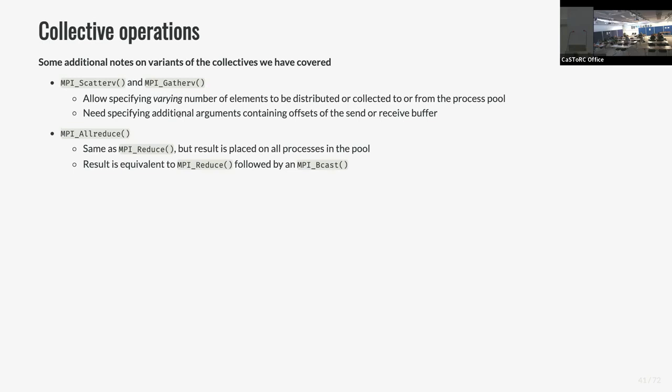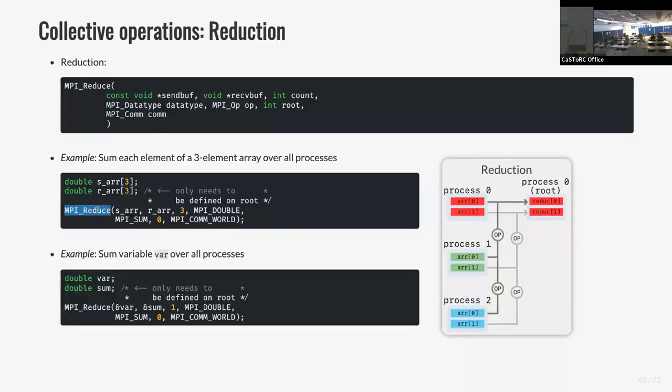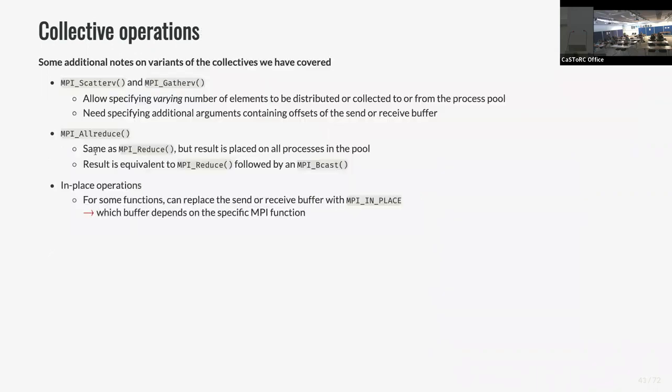Before we saw this reduction operation, reduce, where we said that you do the reduction operation and the result ends up on process 0, but you can also have a so-called all reduce, which is the same as MPI reduce, but the result is then placed on all processes rather than just a root process. This is equivalent to doing an MPI reduce and then a broadcast, right? Doing an MPI reduce so that the data lands on a root process. And then if you do a broadcast, then that will be broadcasted everywhere.